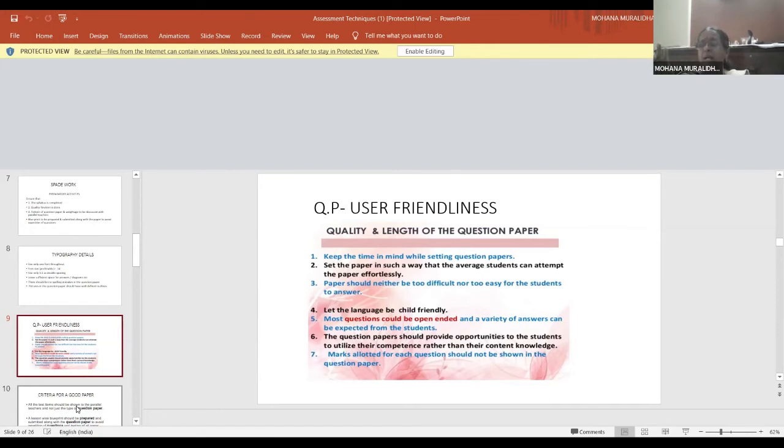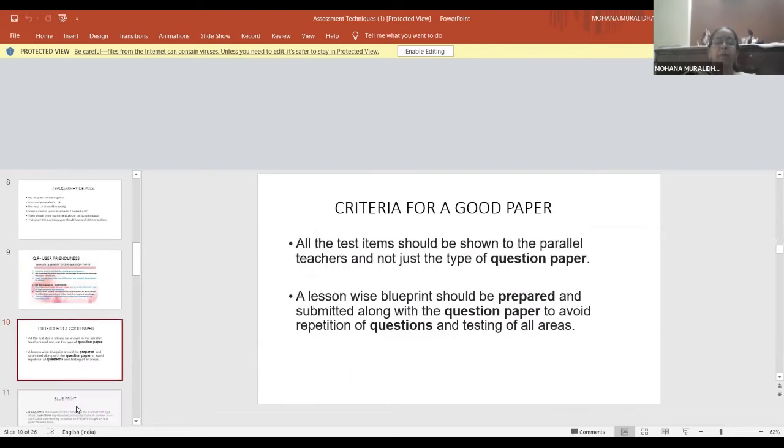As in mathematics, steps: if you're going to arrive at the answers, you needn't bother about the number of steps. That's why it says marks allotted for each question should not be shown in the question paper. We need not necessarily show the marks. We can just tell them to approach the answer in the way it is possible. So that is what I mean by the user friendliness of the question paper.